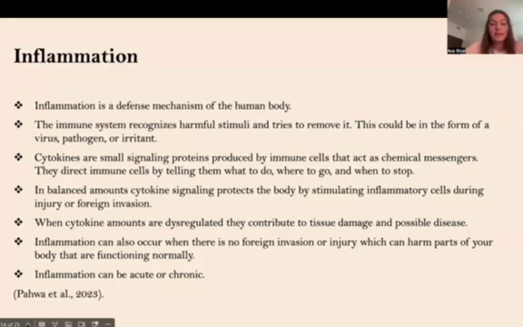So, what exactly is inflammation? Inflammation is a defense mechanism of the body. The immune system recognizes harmful stimuli and tries to remove it. This could be in the form of a virus, pathogen, or irritant that the body is trying to remove.